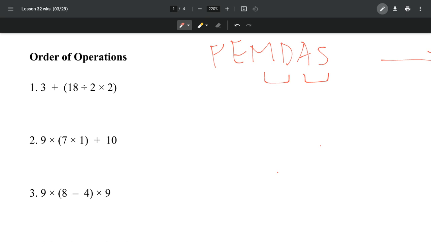So we have 3 plus parentheses 18 divided by 2 times 2. And so we know that we're going to be looking at the numbers inside the parentheses first, right? So we're looking at 18 divided by 2 times 2. And again, we're going in the order of left to right. And so for number 1, division comes before multiplication. So we first do 18 divided by 2, which is 9, and then multiply 9 by 2, which is 18, and then add 3, which is 21.